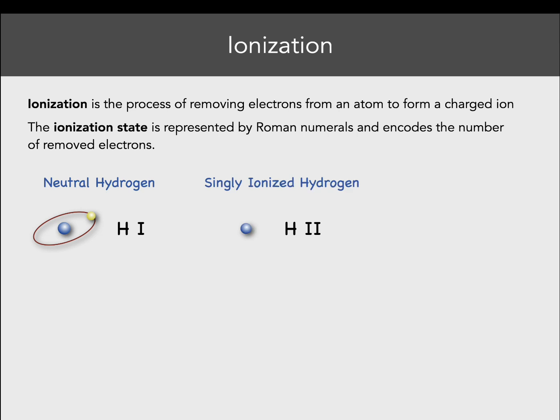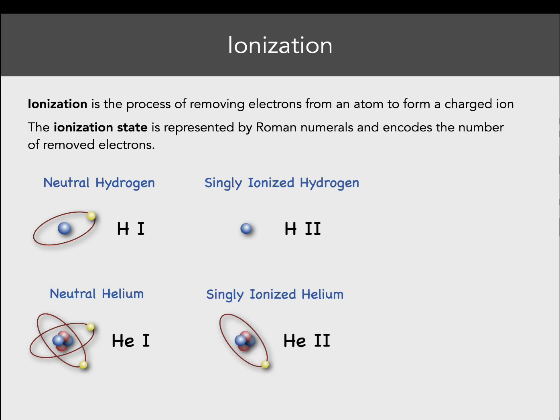If you ionize hydrogen, you only have a proton left. That's called H2. So as you increase the Roman numerals, you go to higher and higher ionization states. So, for example, if you had neutral helium, that would be helium-1. Singly ionized helium would be helium-2. Doubly ionized helium would be helium-3.